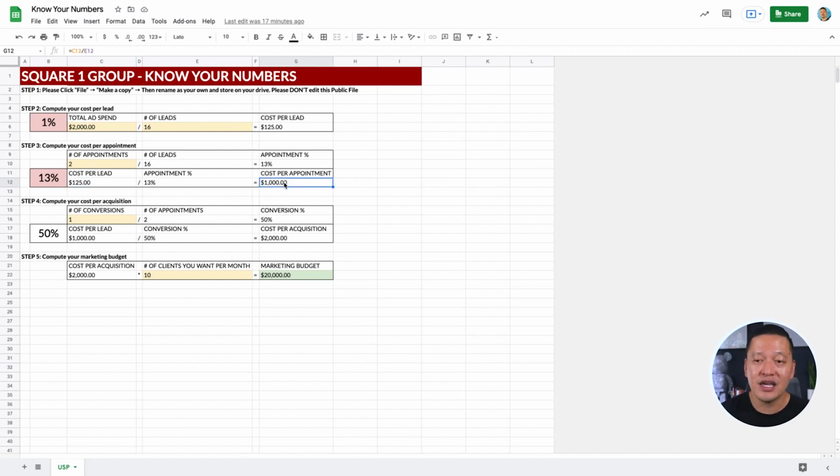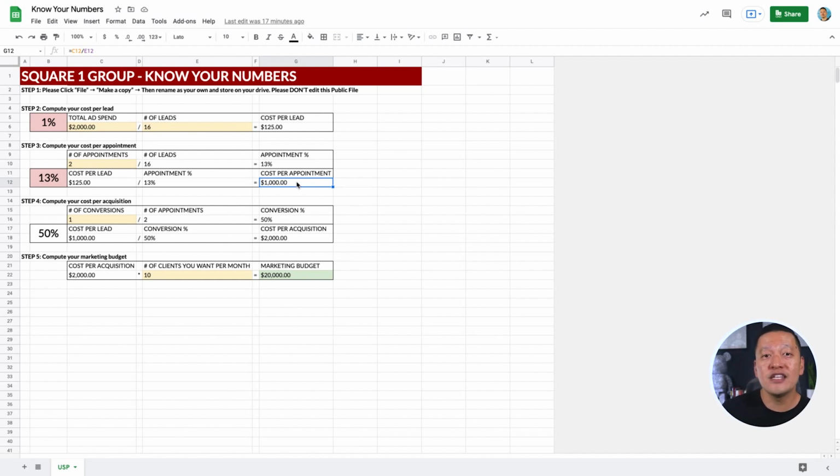So let's say, for example, of the 16 leads that I was able to capture, I was able to get 2 appointments booked on the calendar. So 2 divided by 16 equals 13%. Now my cost per lead is $125, and I divide that by my appointment percentage, which is 13%, and that gives me $1,000. So I know that if I want to capture new leads, each new lead essentially costs me $125, and each new appointment costs me $1,000.